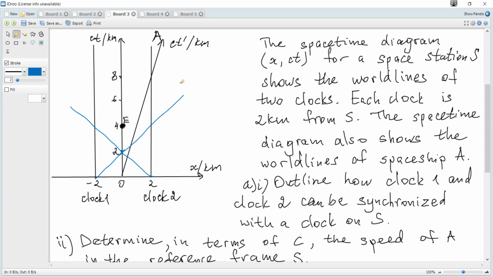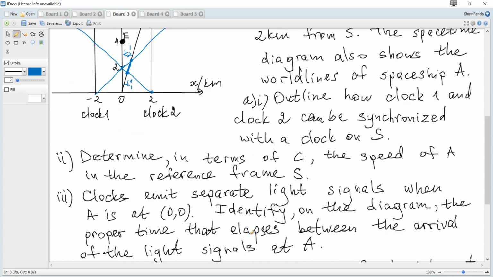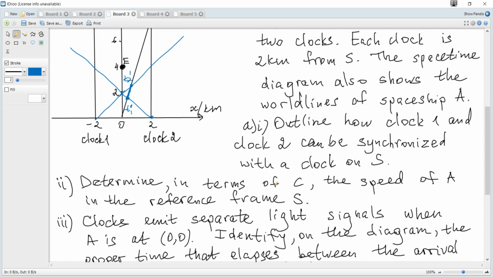And you can see that for the moving reference frame of A, light from this clock arrives at this moment of time, t1 primed, and from clock 1 at this moment of time, t2 primed. And hence this is the required time interval between the two light signals from clock 1 and clock 2.